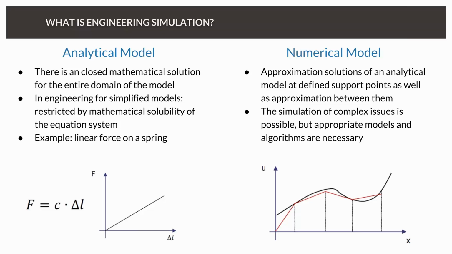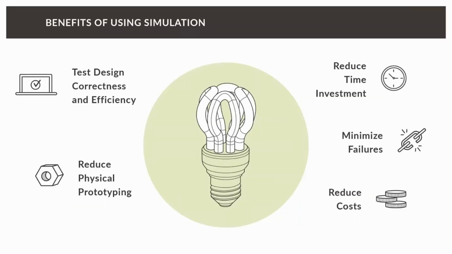And whenever things become more complex, the result is an analytical model which cannot be solved analytically. So what we do is we use numerical models, which means instead of calculating our solution for the whole domain, we'll just calculate it for a certain number of defined support points, and in between we will approximate the solution. This allows us to simulate complex problems, but it needs appropriate models and algorithms as well as the right amount of computational power. And when we talk about CFD, so about computational fluid dynamics, this is a good example for a numerical model.